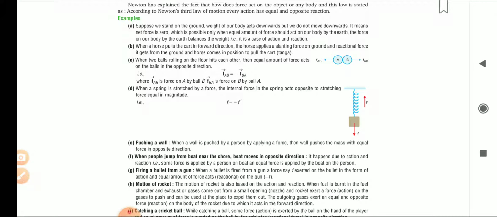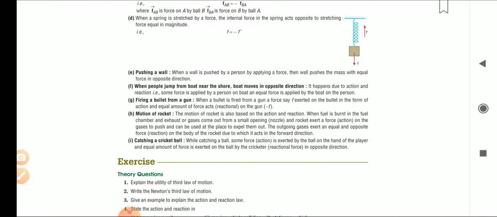When a spring is stretched by a force, the internal force in the spring acts opposite to the stretching force, equal in magnitude. That is the restoring force, or whatever you call the internal force. Pushing a wall: when a wall is pushed by a person applying a force, the wall pushes back with equal force in the opposite direction. When people jump from a boat near the shore, the boat moves in the opposite direction because a reactionary force is exerted on the boat.